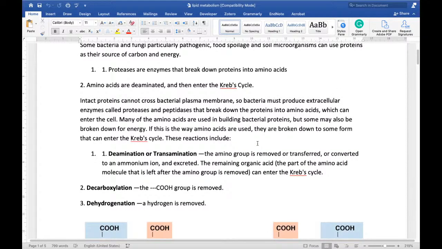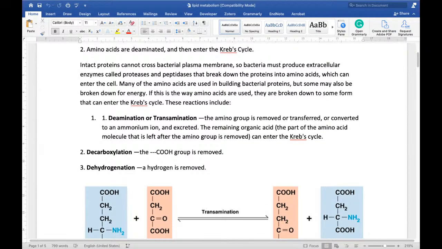Basically, intact proteins cannot cross the bacterial plasma membrane, so bacteria must produce extracellular enzymes called proteases and peptidases that break down the protein into amino acids, which can enter the cell. Many of these amino acids are used in building bacterial proteins, but some could be used for the breakdown of energy, broken down into products that can enter the Krebs cycle. For amino acids, the following reactions take place.